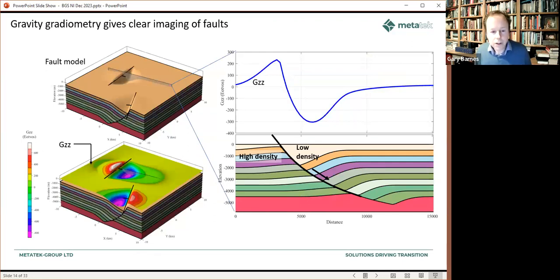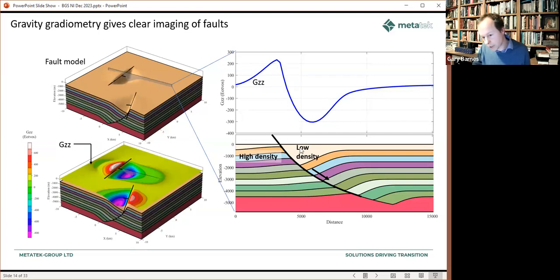Here's another geological model. This time it's of faults. Gravity gradiometry really is quite useful as well for finding faults in the subsurface. And that's because a fault has a fairly characteristic signature, because on one side of the fault you have high density rocks, and on the other side of the fault you have correspondingly low density rocks.